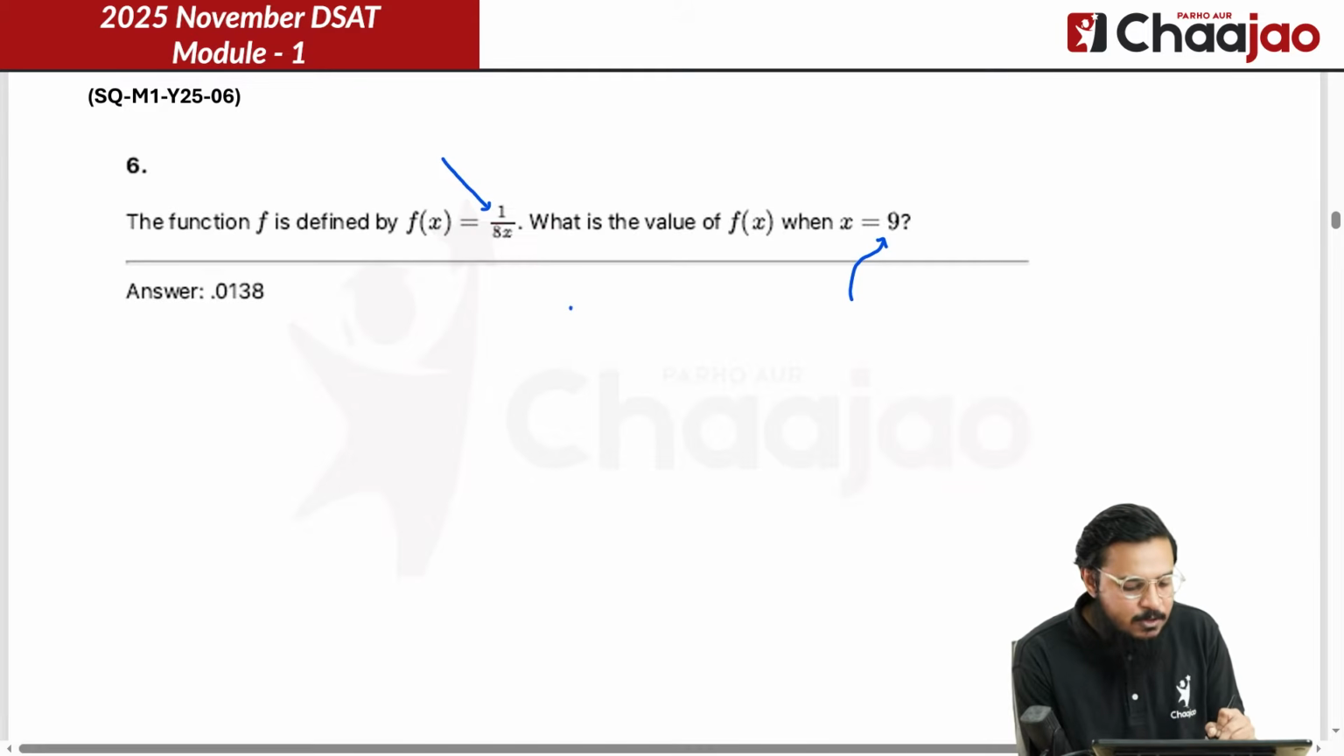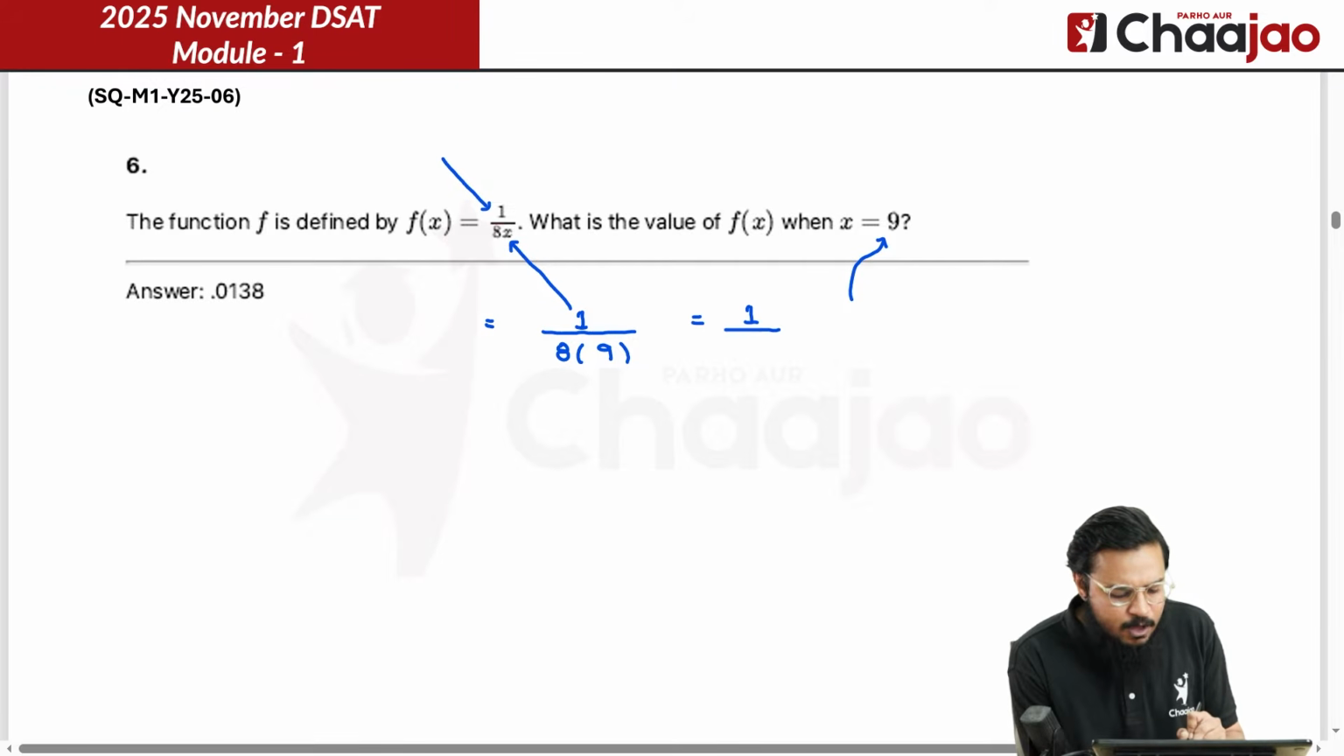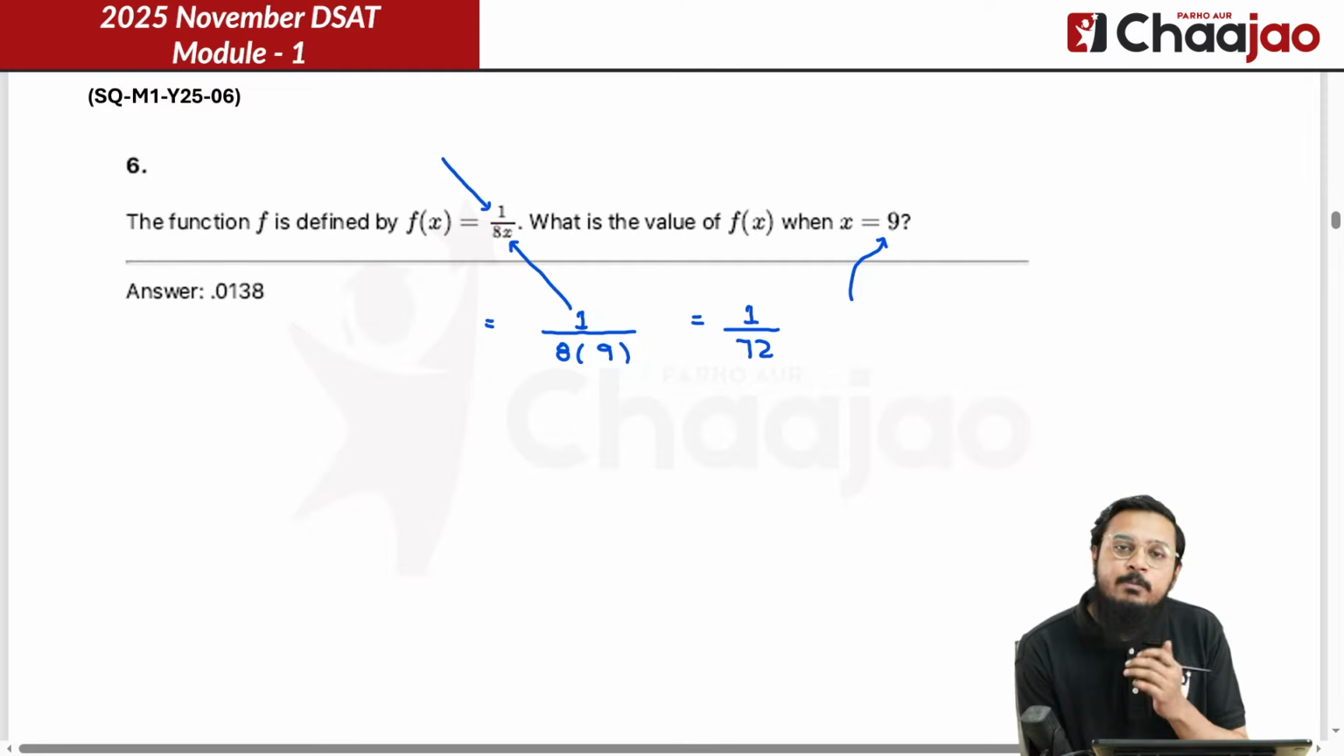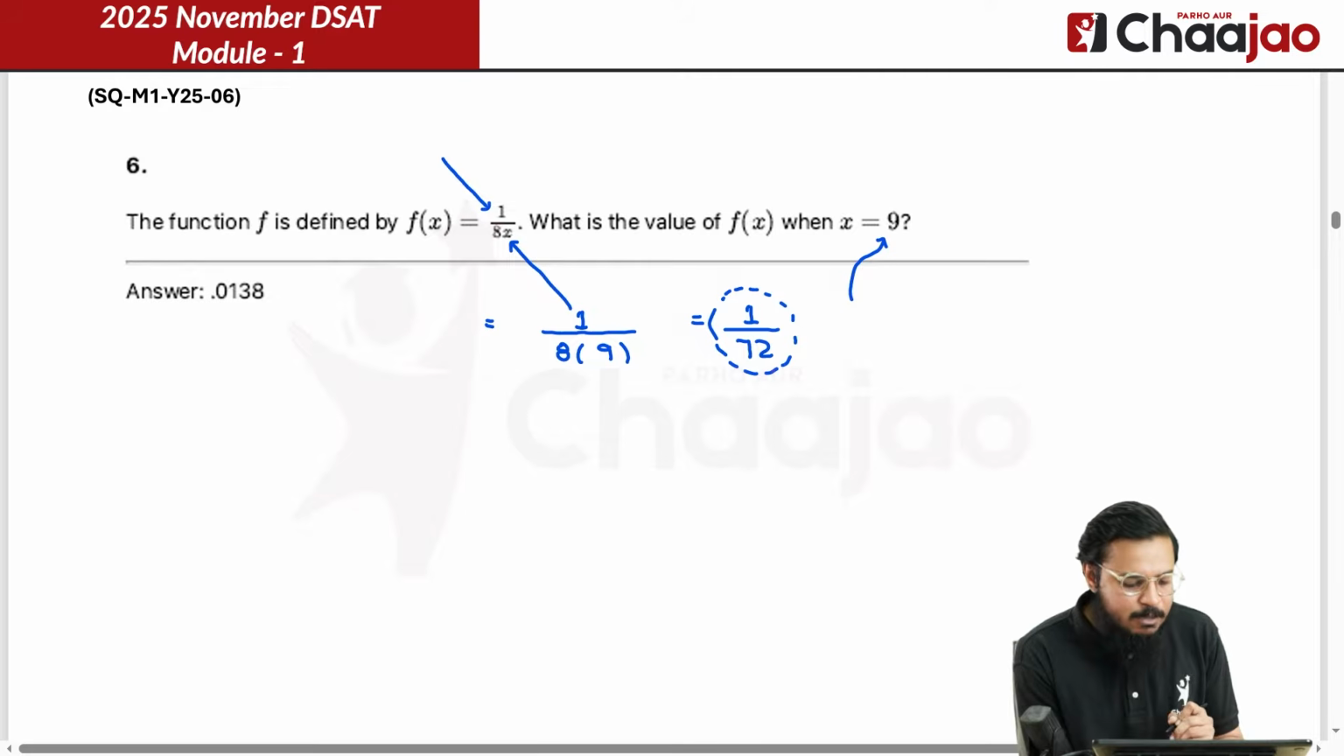So you just have to substitute x as 9 over here. So 1 divided by 8 times 9, that should be 72 at the bottom. So 1 over 72, you can write this down in the form of fractions as well if you want to in your Blue Book software, which will be provided to you on the given exam day. So 1 over 72, or you can just convert this number into 4 decimal places. Both of them would be considered as the correct answer for this question.